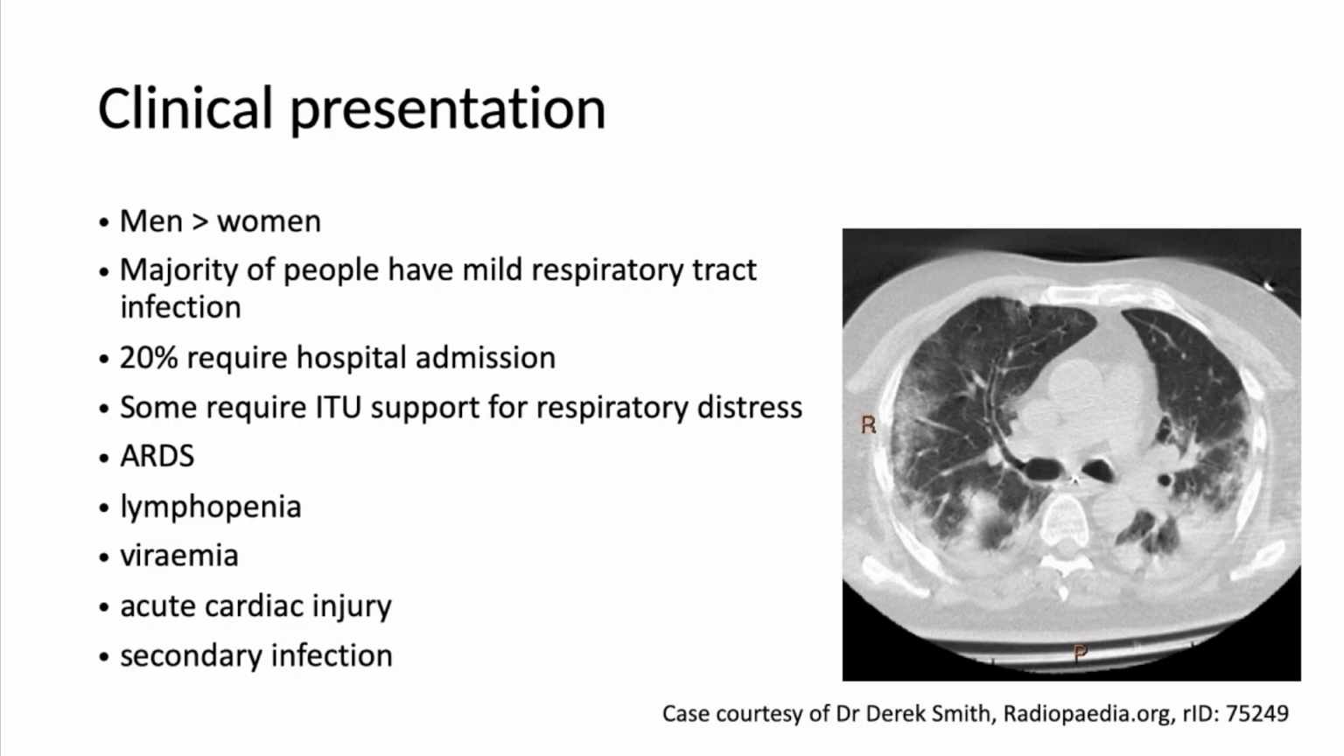So the clinical presentation, it tends to affect men more than women. The majority of people have a mild respiratory tract infection, but about 20% require hospital admission, and some of those require ITU support for respiratory distress. And this tends to be ARDS. They tend to have lymphopenia, so low lymphocyte counts in the blood. They will get a viremia. Some will show acute cardiac injury, and you can see that with rising troponins measured in the blood. And some will get secondary infections. And things like lymphopenia and rising troponins and also D-dimers are often associated with a poor outcome.